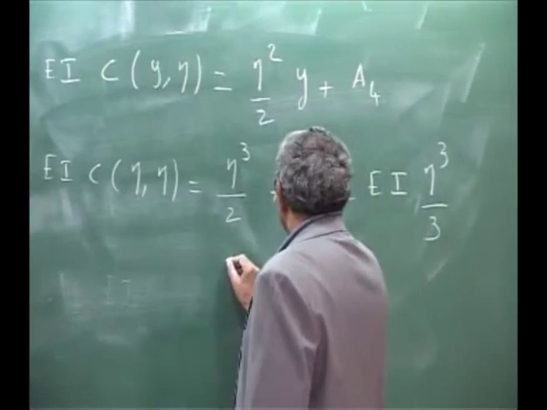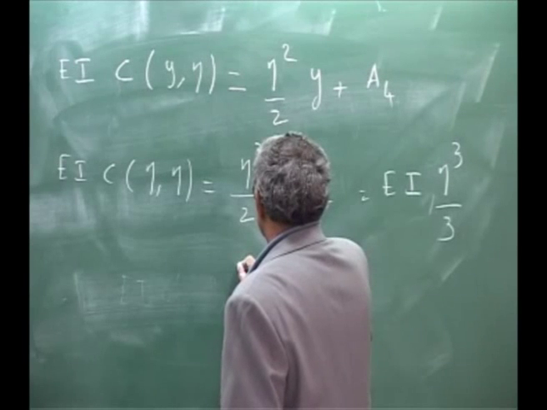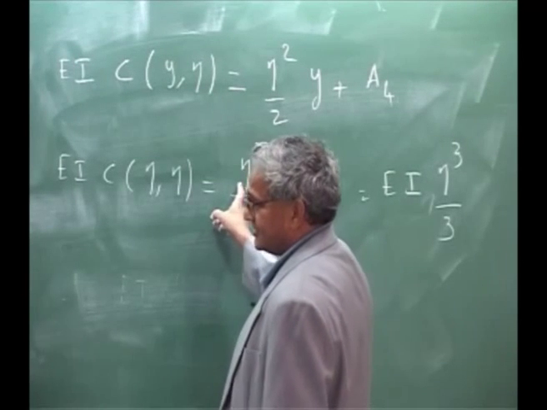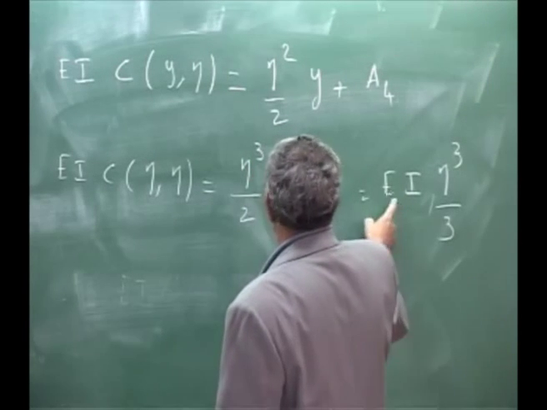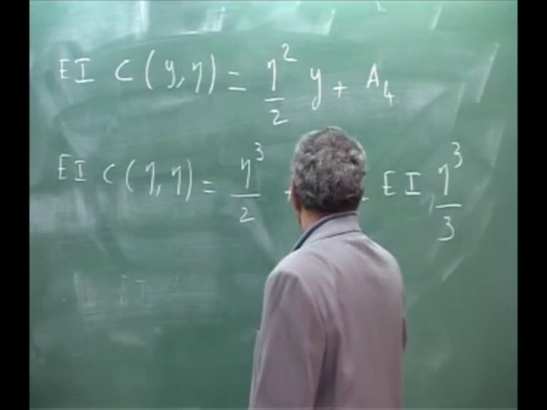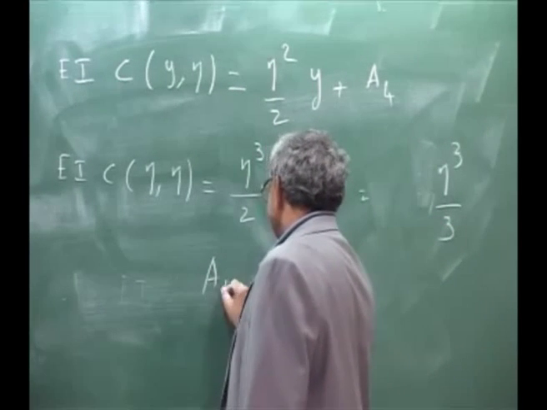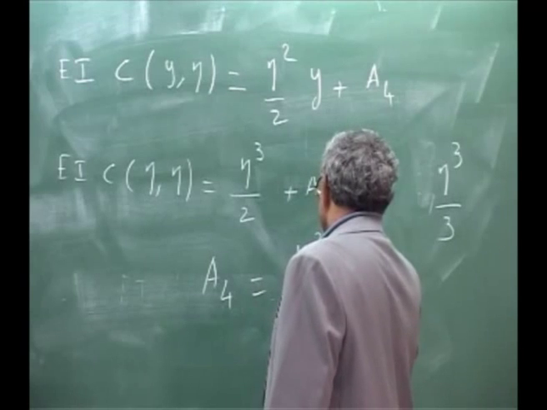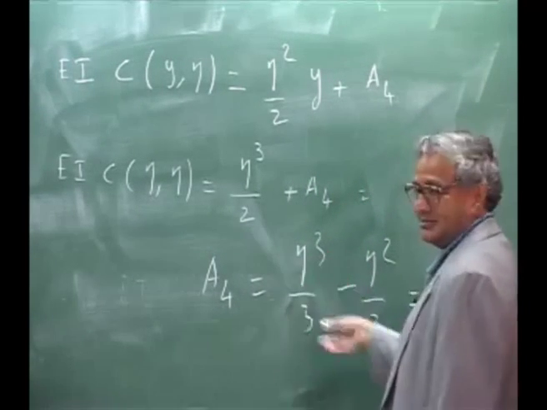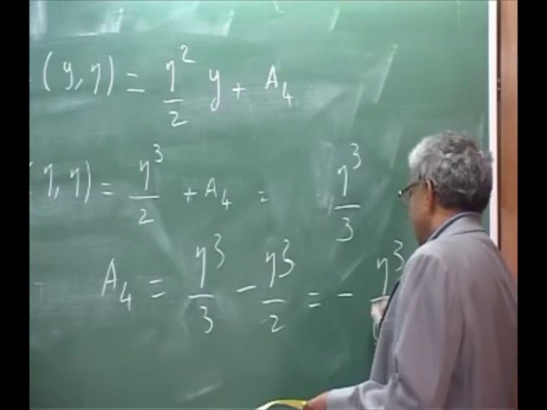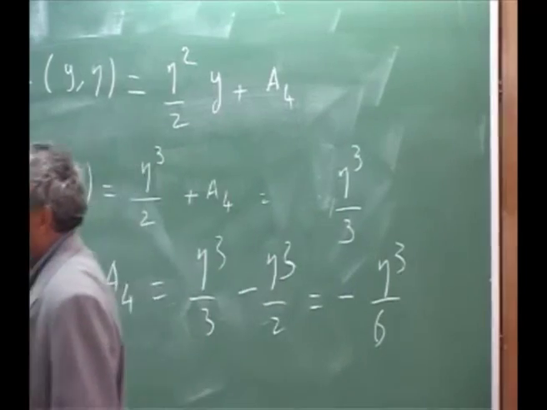Now A4 becomes, is there something I missed here? No, there is no EI. So A4 becomes eta cube over 3 minus eta square over 2, which will be 6. A4 becomes minus eta cube over 6.